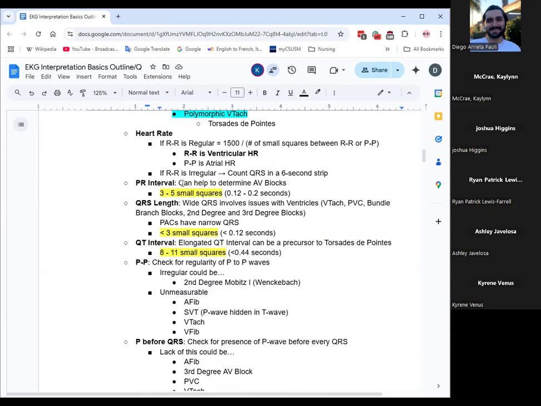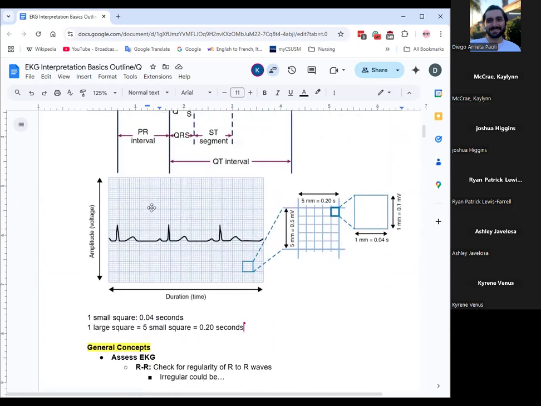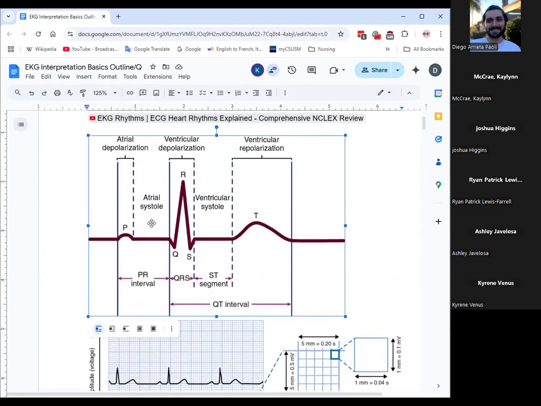So I did checking if the R to R waves are regular or not. I checked the heart rate. And then after, I like to look at the PR interval. The PR interval, referring back to this, is the start of the P wave all the way to the start of the QRS. You can keep track that the QRS starts as it's beginning to dip, rather than at this little dip point. So the PR interval is from the start of this up until this point, right before it starts to dip down.